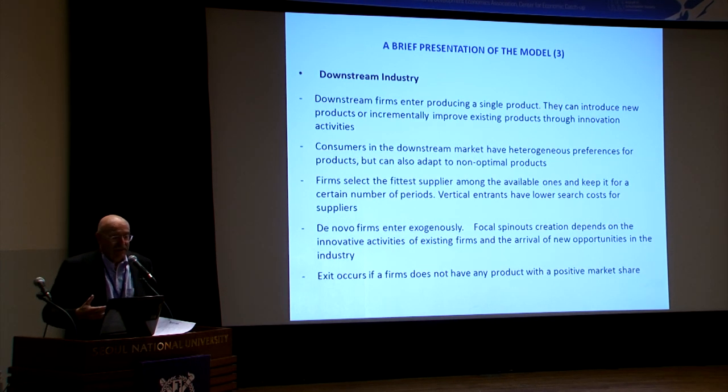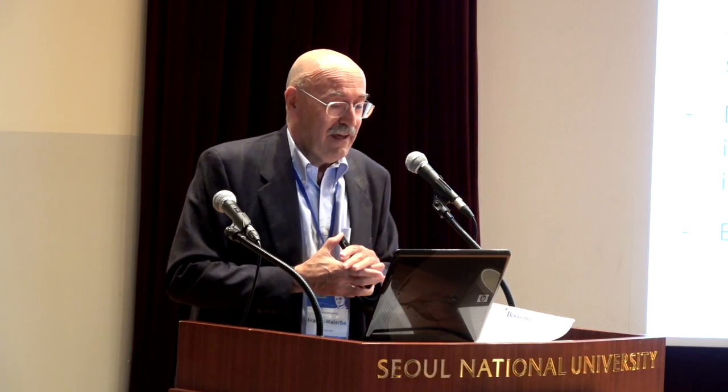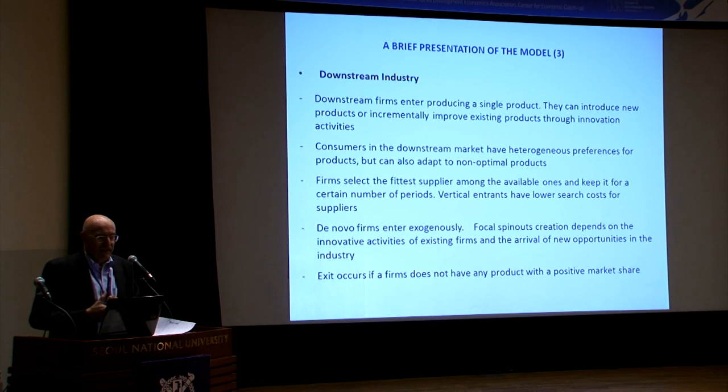The downstream industry has companies that produce a single product, and they can introduce products incrementally by improving existing products. Consumers have heterogeneous preferences, of course, but they can also adapt to non-optimal products. There are, of course, selection processes. Once a firm selects the fittest supplier among the available ones, it keeps it for a certain number of periods. But vertical entrance has the advantage of lower search costs for suppliers. And then you have another type of firm, the novel firms that enter exogenously, and the spin-outs that enter from existing producers.